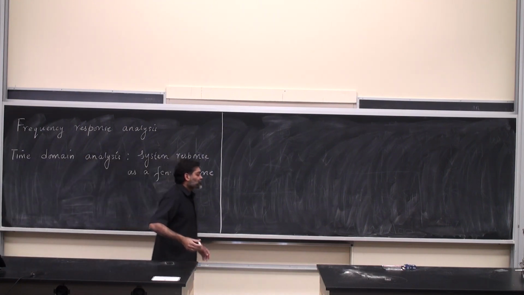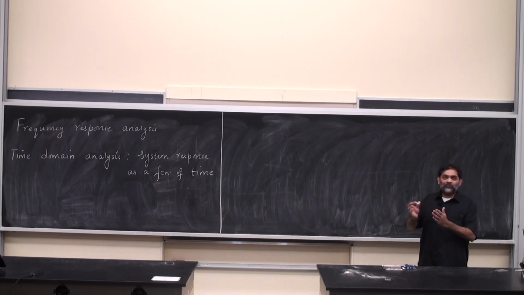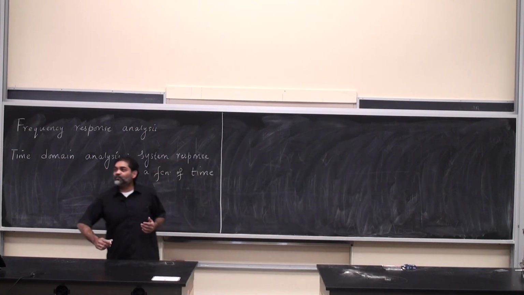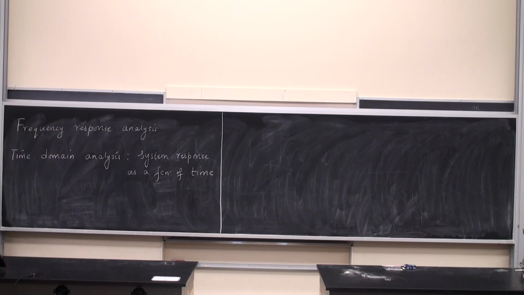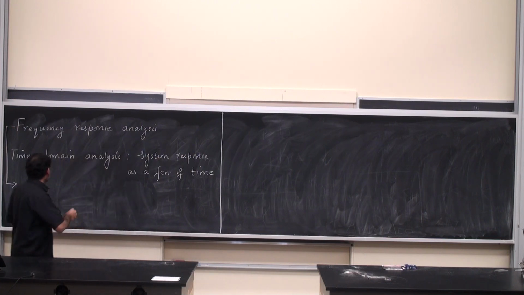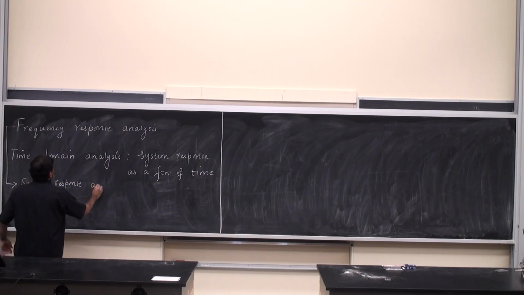Okay? For example, if you're designing a spring mass damper system, you would like to know the extent of the magnitude of the oscillations of the mass as a function of time, then the time domain analysis is the best approach. Okay? But for certain other types of problems, the problems that we're going to be talking about, frequency response analysis or frequency domain analysis, we study the magnitude of the system response as a function of the input frequency.